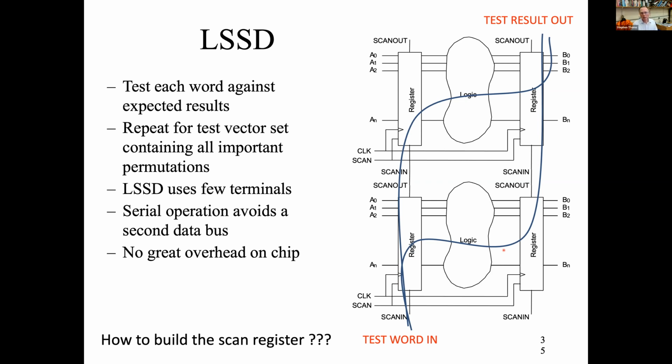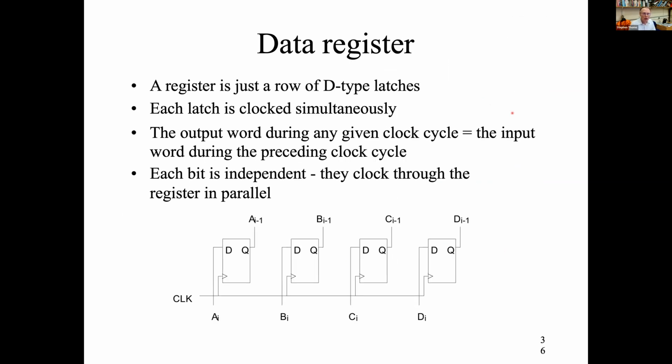So how do you build your scan register? Essentially it's a register which has two forms of behavior. It behaves as a normal register with data coming in and then going out. Or if you're in scan mode, the data is coming in this way and then through here and then this way again. If you look at a data register, it's simply a row of D-type latches, and each latch is clocked simultaneously.